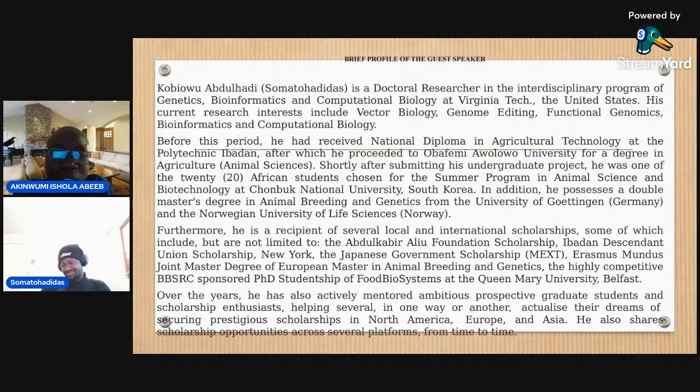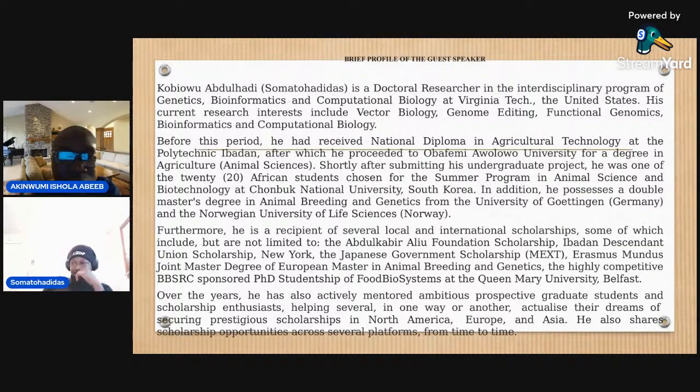Scholar Kobiowu Abdulhadi is a doctoral researcher in the interdisciplinary program of Genetics, Bioinformatics, and Computational Biology at Virginia Tech, the United States of America. His current research interests include vector biology, genome editing, functional genomics, bioinformatics, and computational biology. Before this period, he received his National Diploma in Agricultural Technology at the Polytechnic Ibadan, after which he proceeded to Obafemi Awolowo University for a degree in agriculture, specifically animal science. Shortly after submitting his undergraduate project, he was one of the 20 African students chosen for the summer program in Animal Science and Biotechnology at Chonbuk National University in South Korea.